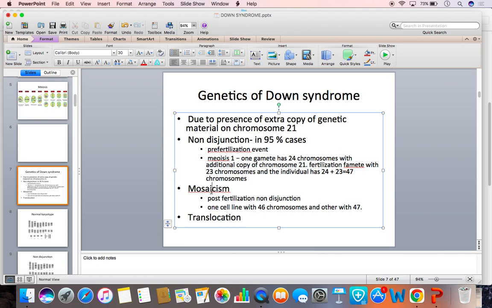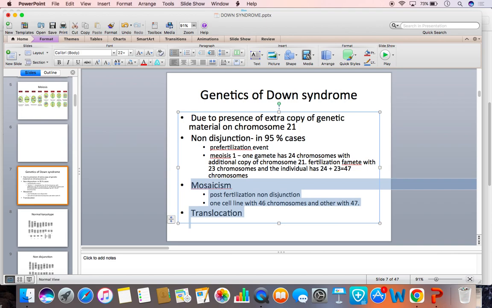If fertilization occurs between this gamete and the gamete with the normal component of 21, the resultant will have the additional 21 chromosome material, despite the fact there are only 46 chromosomes. Okay? This results in the clinical syndrome, Down syndrome. We'll look into that.